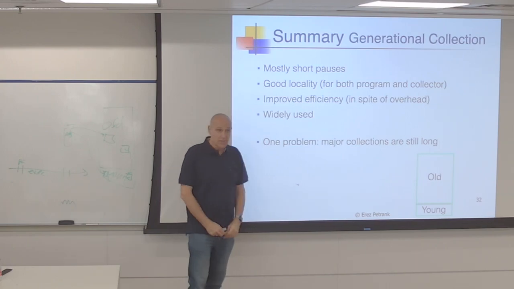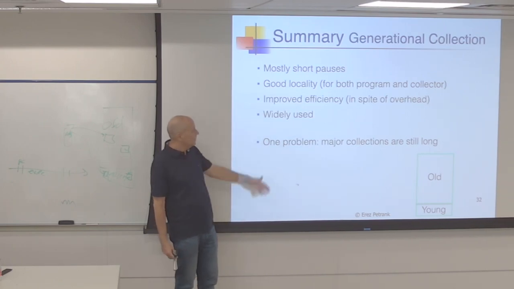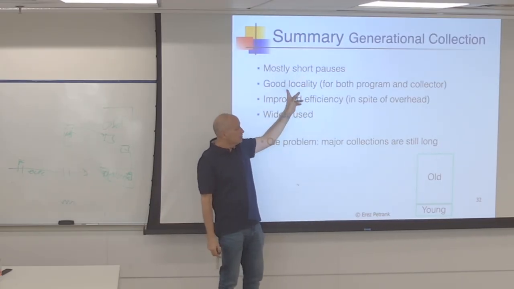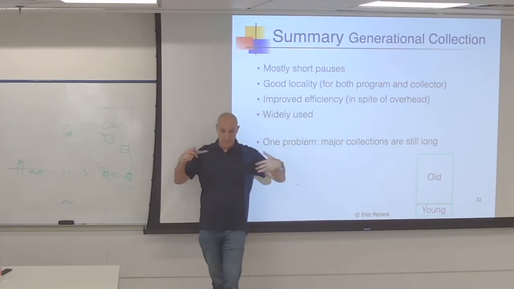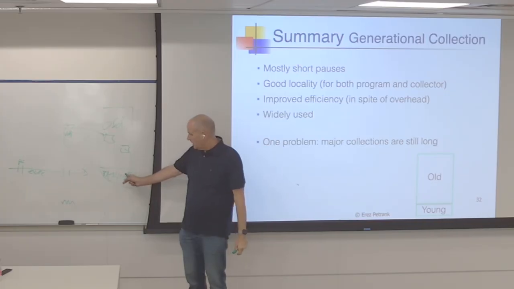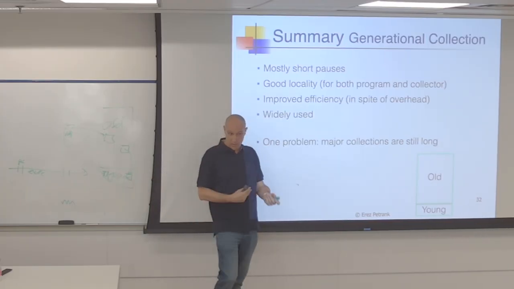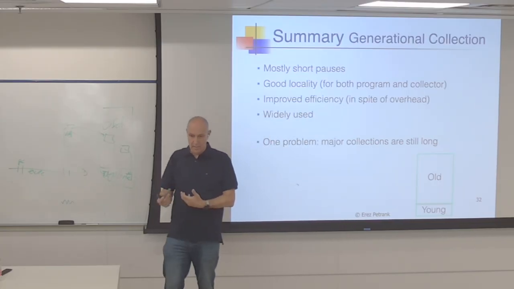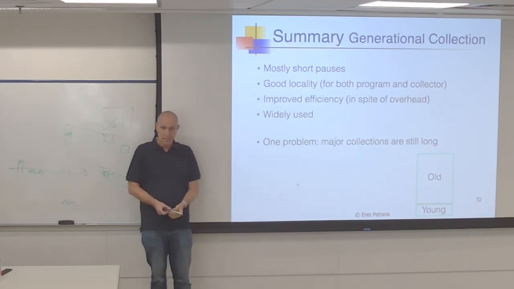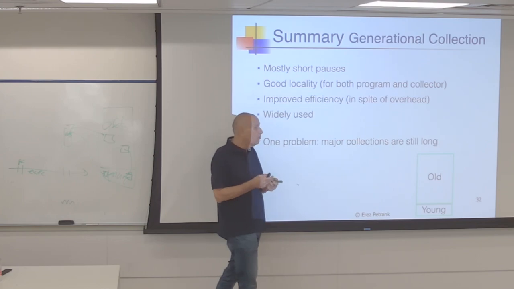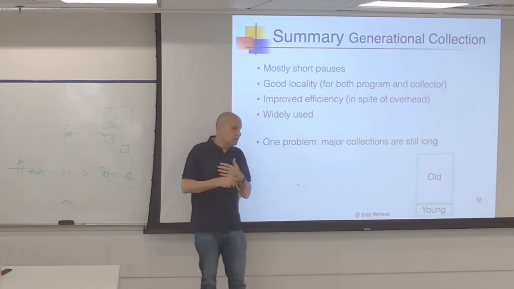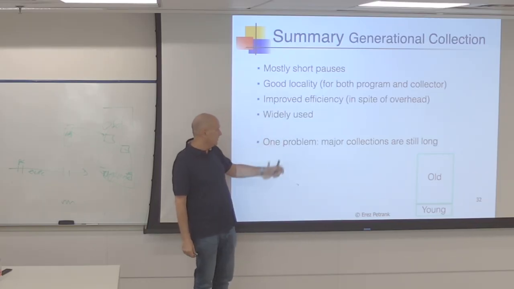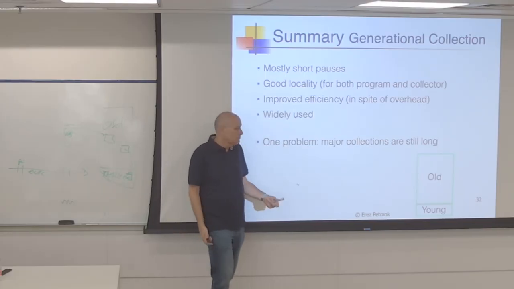Okay, so to summarize generations, most collections are short because the young generation is small, and there's good locality both for the program and the garbage collector because they all look at the smaller space and use it mostly, and there is improved efficiency because the young generation has a lot of dead objects that I can reclaim. And this is in spite of all the overhead that I get from recording intergenerational pointers and all of that. So it is widely used. I think almost all collectors in production are like that.